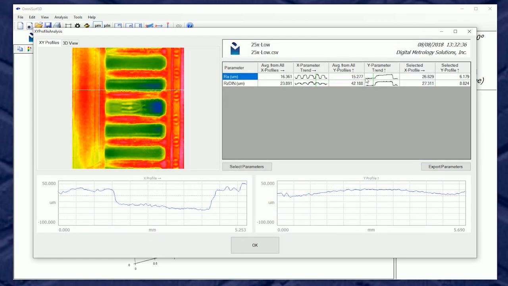For example, along the Y direction profiles, we see that the surface is quite smooth and then gets rough for a while. The Ra value goes high for a while and then comes down. So let's look at the Y direction. Let's look at this line going from bottom to top.